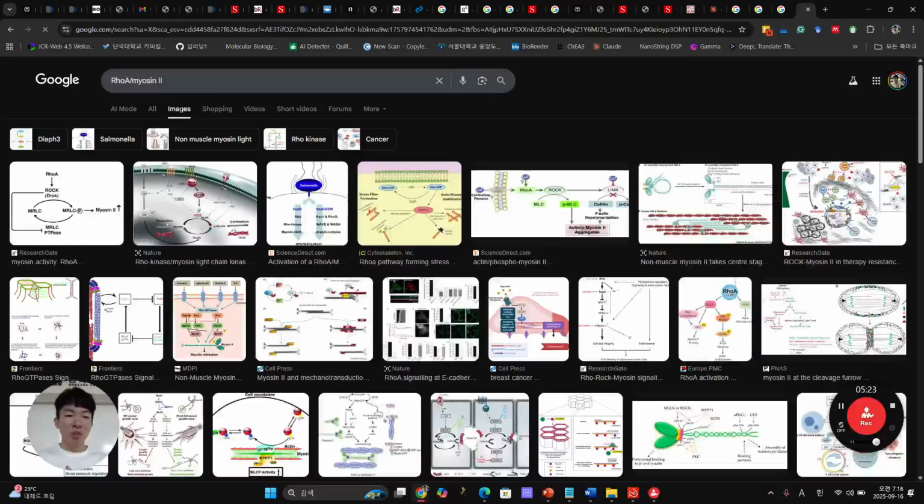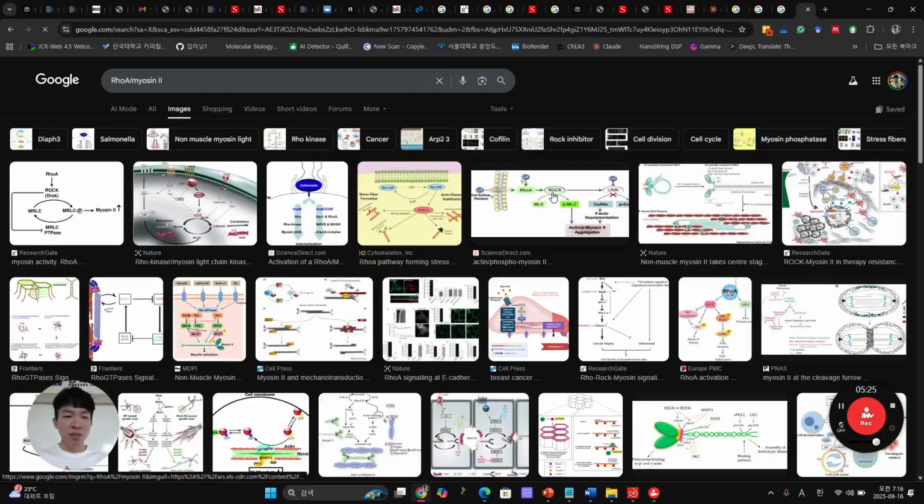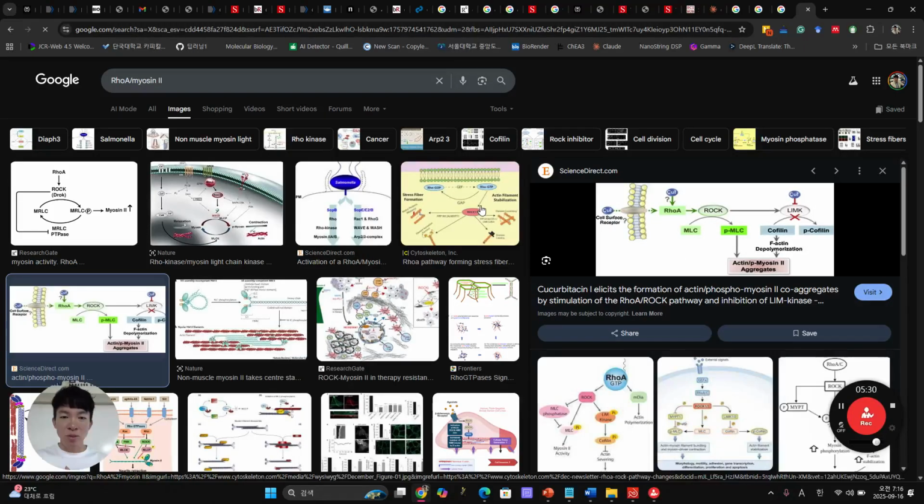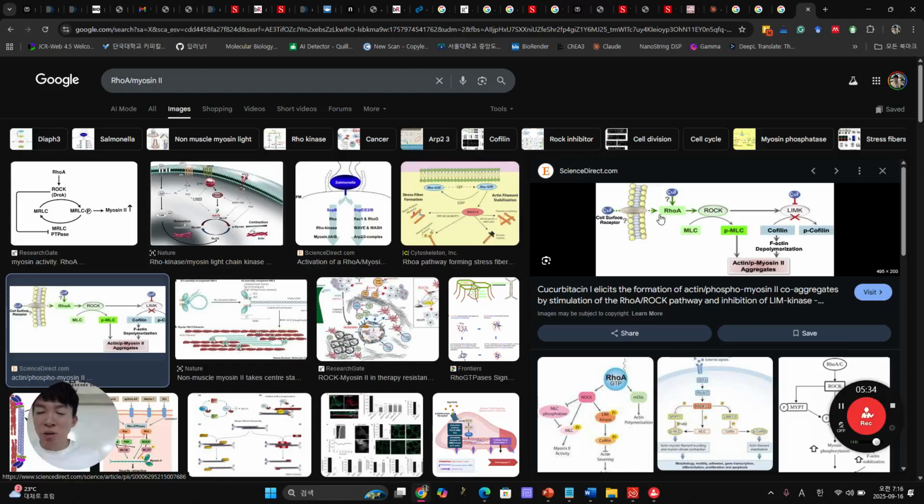When you look at an image like this, this is good, though very small. Do you see that? When something happens, Rho activates ROCK, then ROCK phosphorylates MLC, and the phosphorylated MLC activates myosin 2. So this kind of cascade is the Rho-myosin 2 pathway. It's a basic pathway to make force.